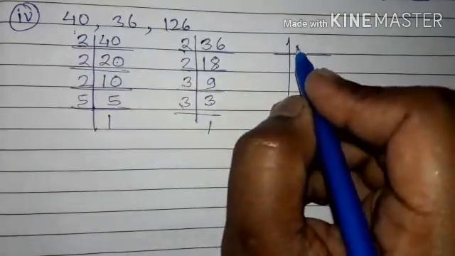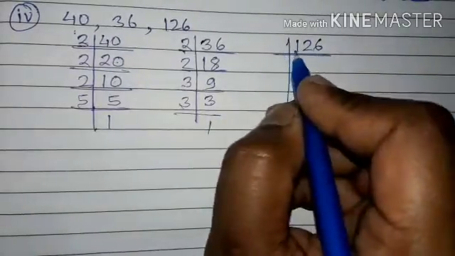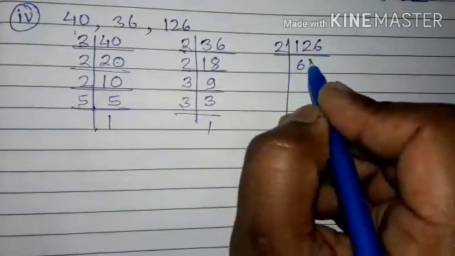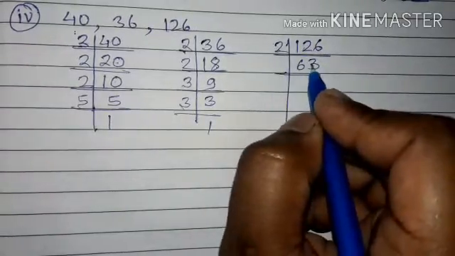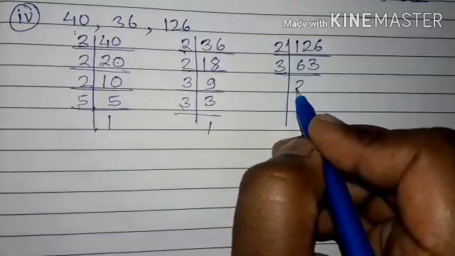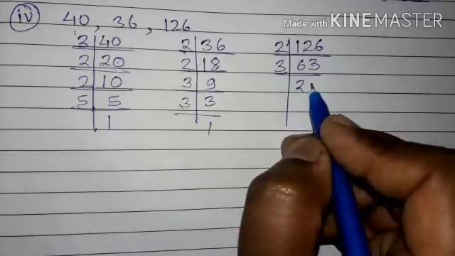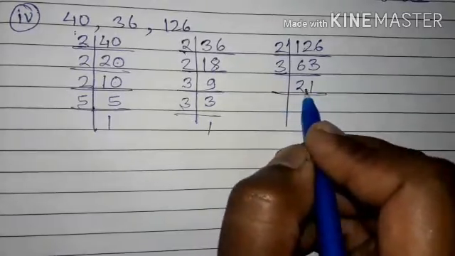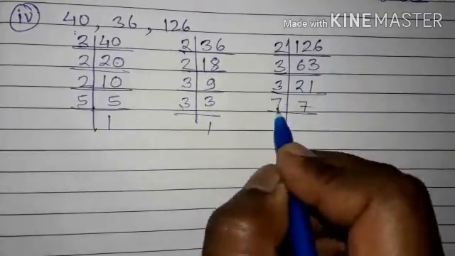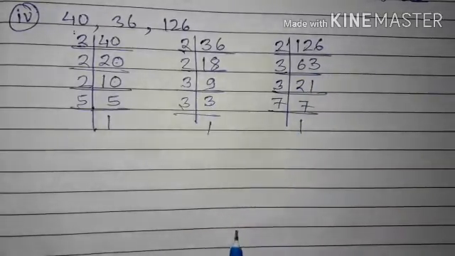Same here, we have to find the factors of 126. Now it will divide by 2. 2 6s are 12, 2 3s are 6. Now 63 will divide by 3. 2 6 3, 2 3s are 6 and 3 1s are 3. Now 21 will divide by 3, 7 times. Now 7 will divide by 7, 1 time.